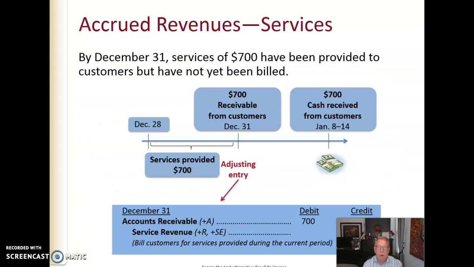This one's pretty straightforward. Here we have services of $700 that have been provided to our customers but not yet billed to our customers. So effectively we need to bill that to the customers with an adjusting entry. And here we're going to debit accounts receivable for that $700 because we expect to receive that, and credit service revenue on the income statement for $700. That's our adjusting entry.